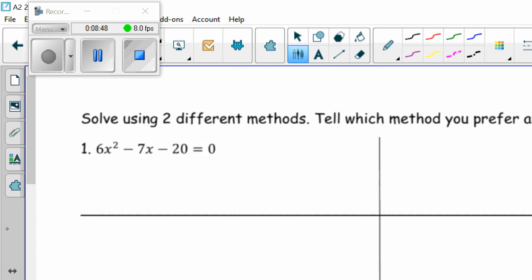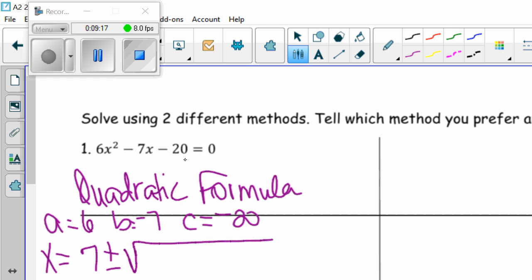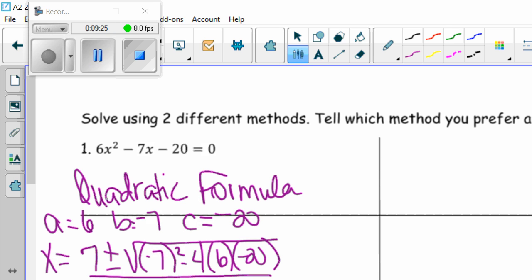Okay, let's go to the back. Here we're going to solve using 2 different methods and then tell which method you prefer and why. So the first method that we'll do, quadratic formula, because that's what we've been doing. Right? So if I do quadratic formula, A is 6, B is negative 7, C is negative 20. So I get x equals 7 plus or minus the square root of negative 7 squared minus 4 times 6 times negative 20, all divided by 2 times 6.